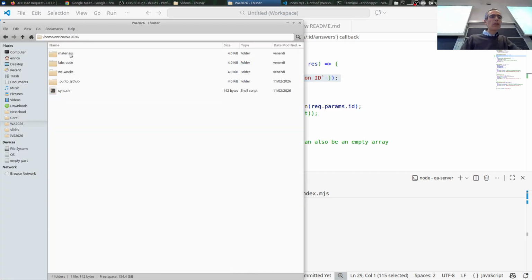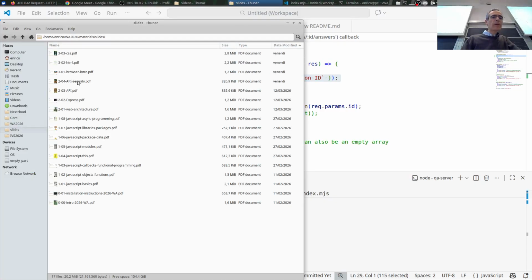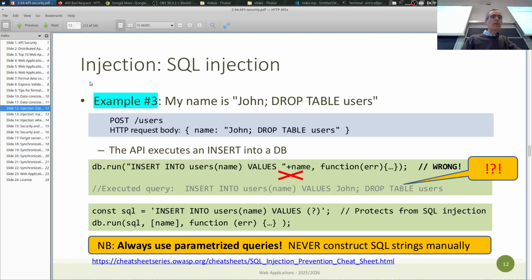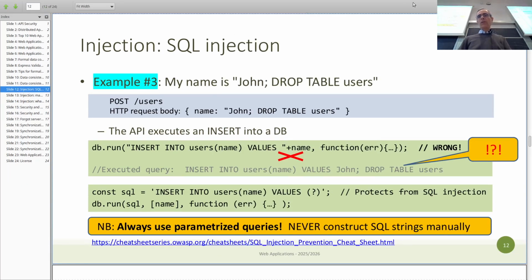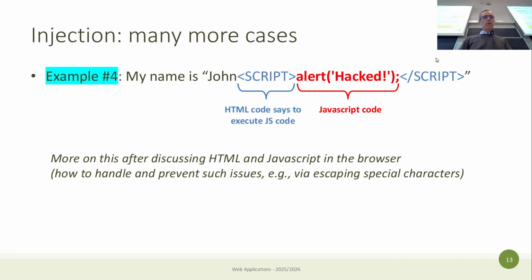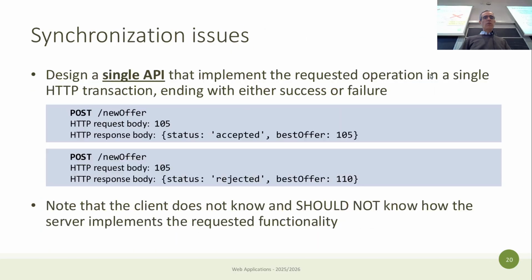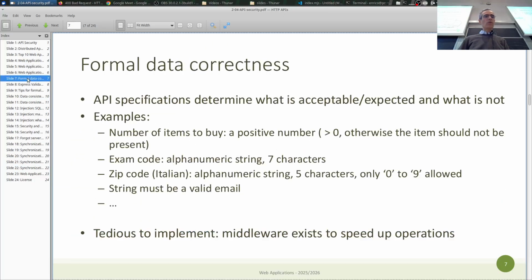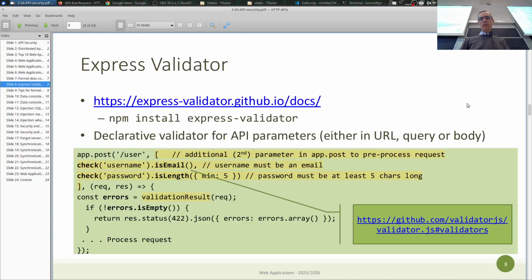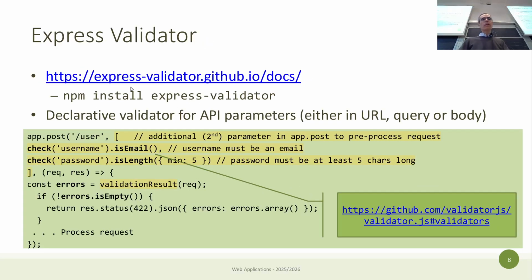I think we had the slides. The material was API security, right? The validation, no, it's a bit before. Formal data correctness. Okay, the express validator. Let's try to use this express validator. That is also something that you should try during the next lab.